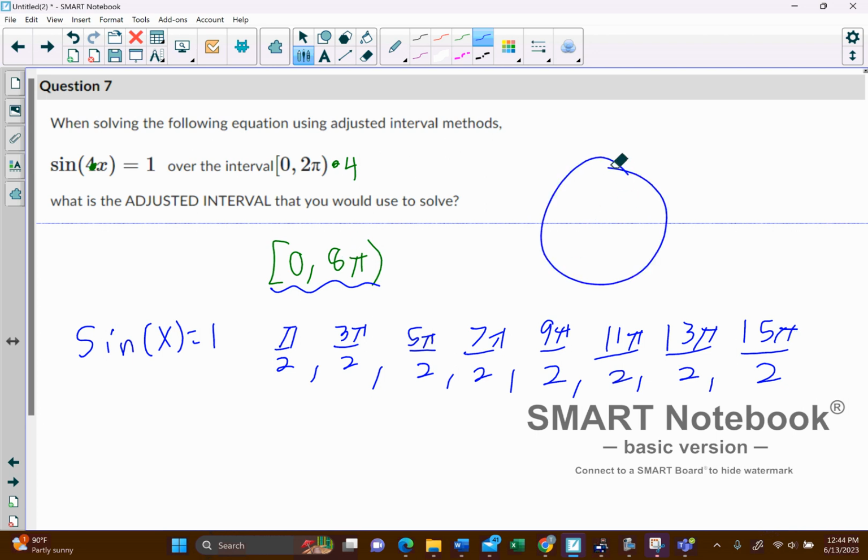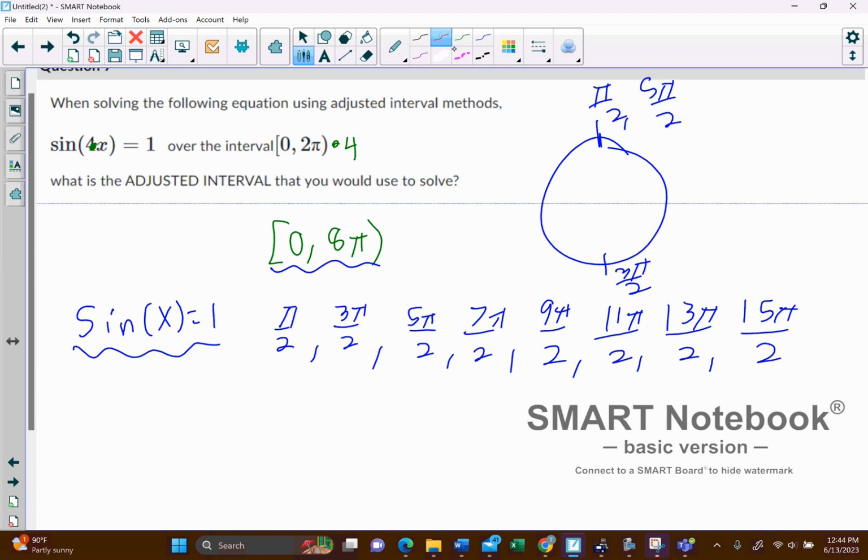So what I'm doing here is on my unit circle, here's where pi over 2 is. Here's where 3 pi over 2 is. And then if I keep going around the circle, that's where 5 pi over 2 is, and so on and so on. I'm not going to write them all down. They're all right here. Now, those are not my answers, though. Those are the answers for this right here. And so I have to go ahead and convert it back to my original equation because my angle is actually getting multiplied by 4. So I'm going to undo that by dividing all these by 4.